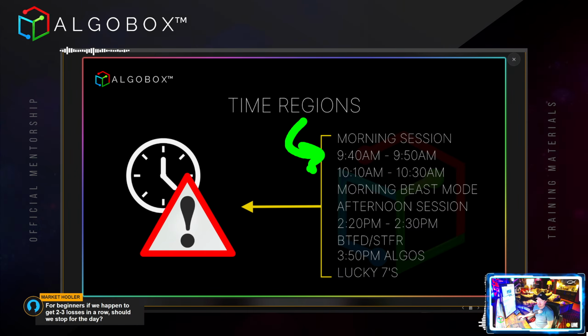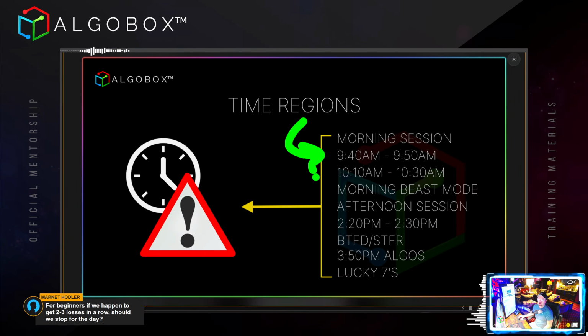This is the time regions indicator, and you'll get everything that I just talked about. The 940 to 950 alert, the 10 to 1030, the morning beast mode, the afternoon, the BTFD and STFU, and we didn't talk about this earlier, but there is the 350 algo that comes in there. It just gets wild child. It's almost like a news event that happens every single day at 350. Like, stay away. There are some interesting things that occur on those days.